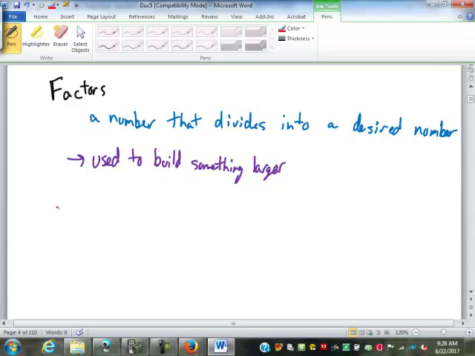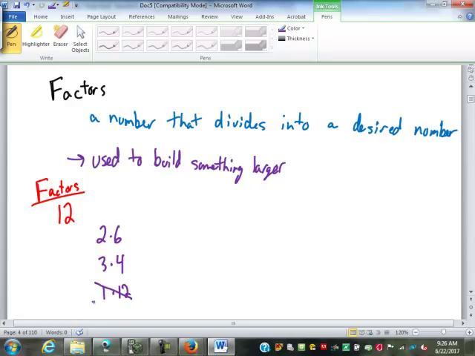Funny I should use the word product, because that's how a factor is used to build a larger number. Let's say I have the number 12 and I want to know factors of 12. I could do 2 times 6. That would be a factor pair of 12 because they multiply up to make 12. I could do 3 times 4 to make 12.